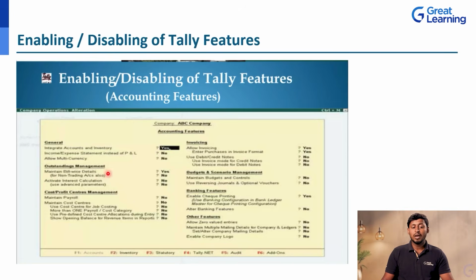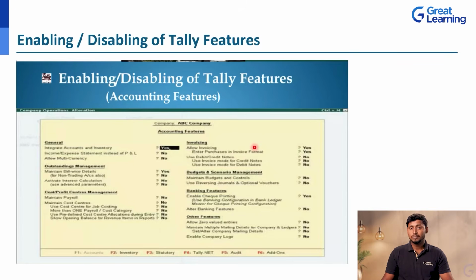And outstanding management. Next, cost and profit control, or cost and profit centers management. Whatever cost controlling is needed in the organization, that also they are going to give individually. So for individual features, you need to enable or disable the feature as per your requirement.